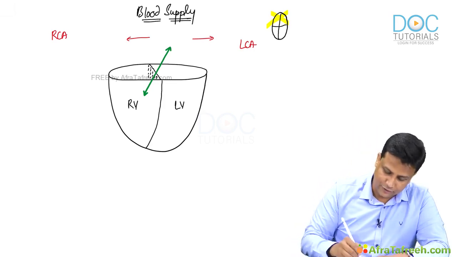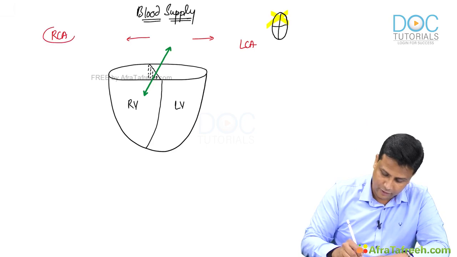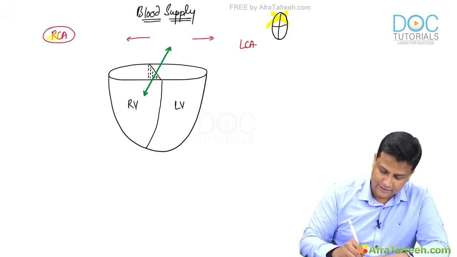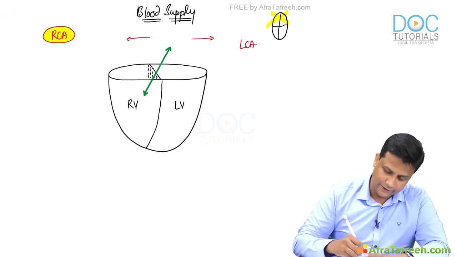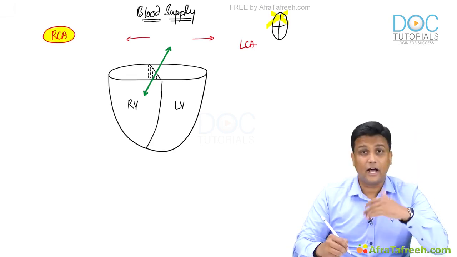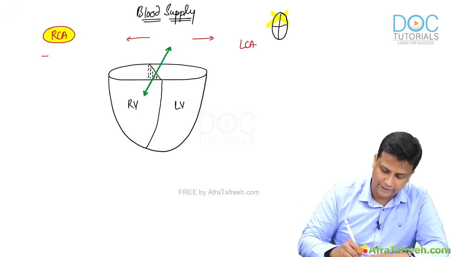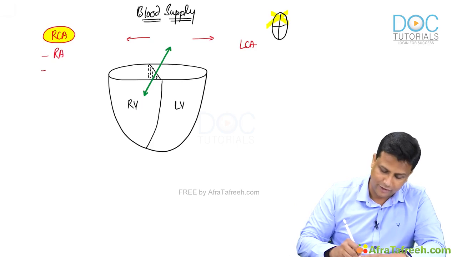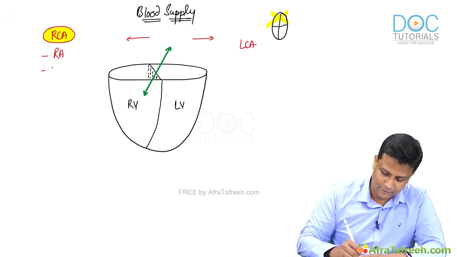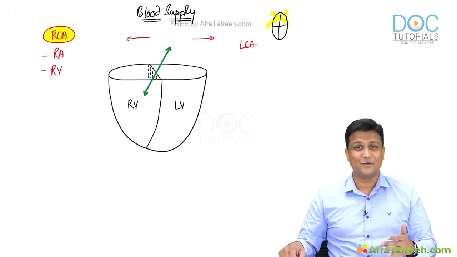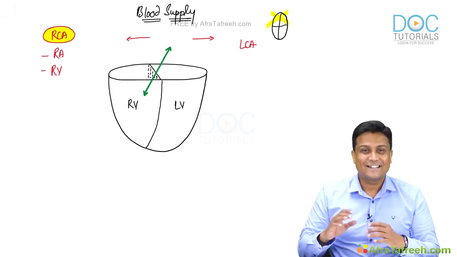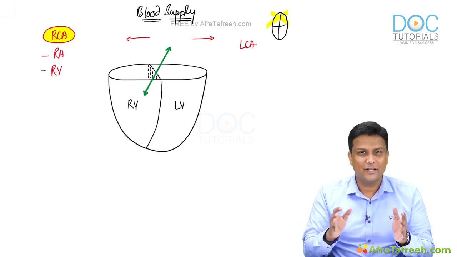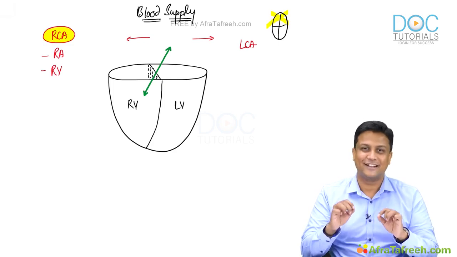Out of these two, first let's deal with the right coronary artery. Let's see which parts of the heart it supplies. First of all, the right coronary artery supplies the chamber present above, the right atrium, and the chamber present below, the right ventricle. Now you might say, sir, what is difficult in this? The right coronary artery supplies the right atrium and right ventricle, it's so easy. Now starts the real story.